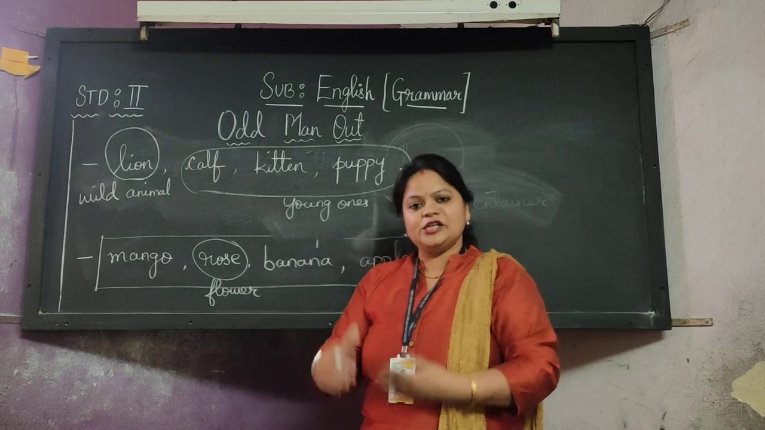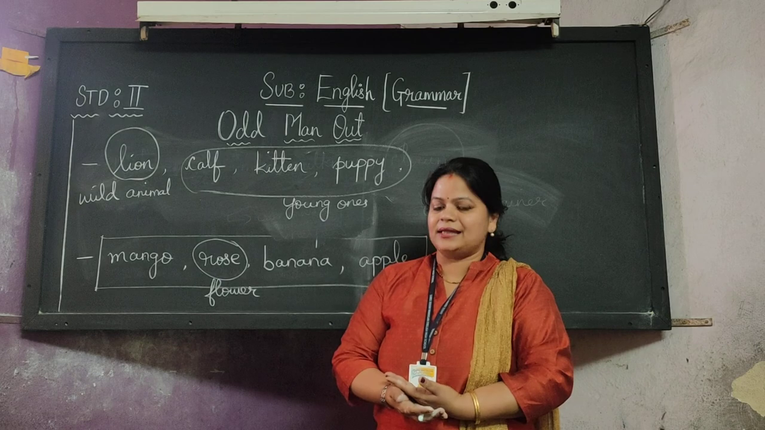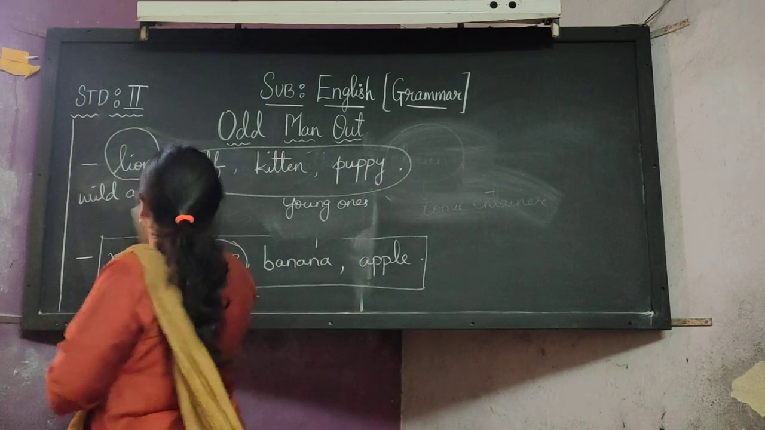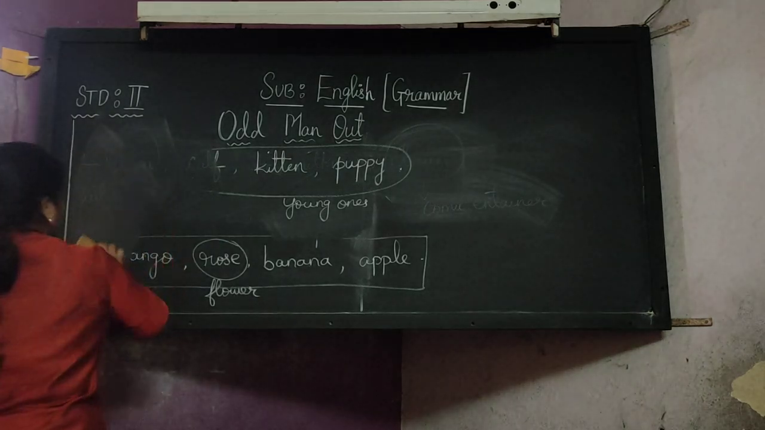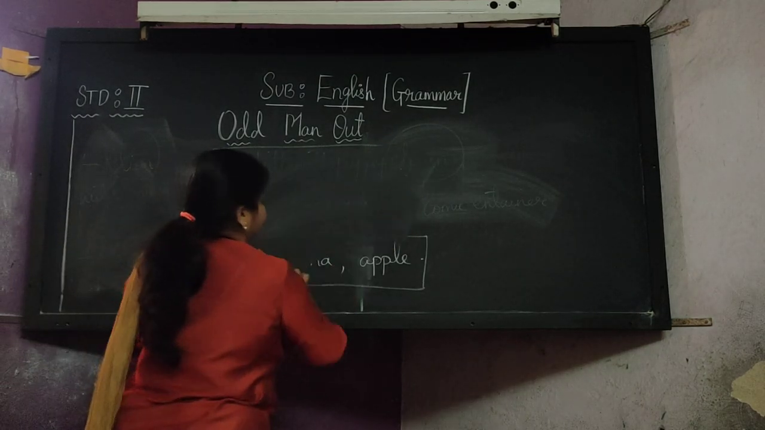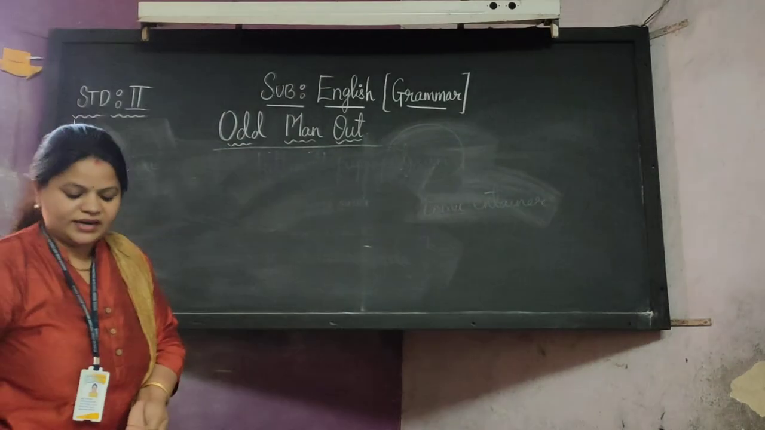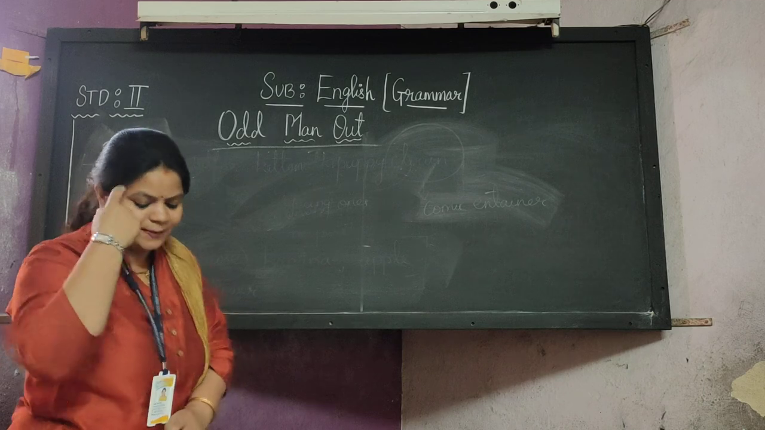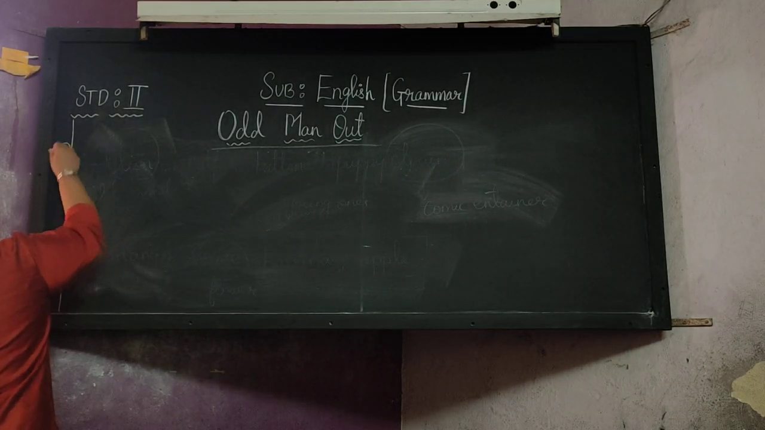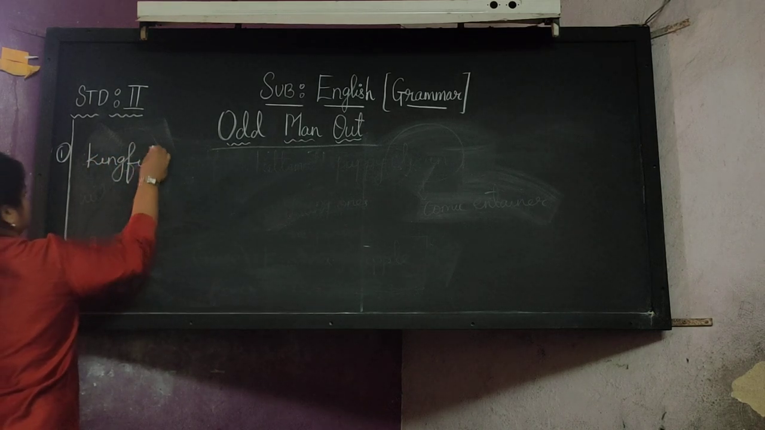So we'll do one activity so that you can understand this topic very well. I will write a few examples on the blackboard, okay? You have to find out which one is the odd man out.